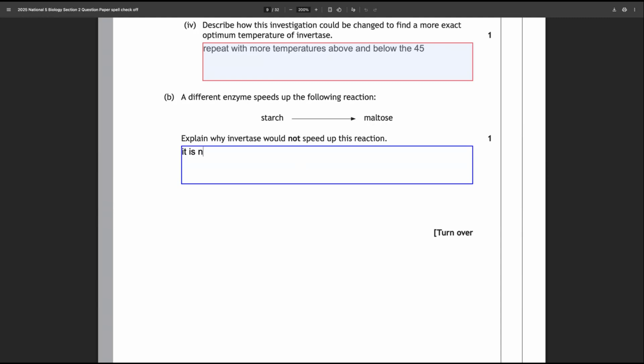Because it is not specific to starch. Or you could say something like, it is only specific to sucrose. So like the inverted version of the answer there. Okay. And just if you wanted to improve that answer, rather than saying it is not specific, you would say the active site is not specific to starch. That would be a better answer. And similarly, where I've written it here again, you could say the active site is only specific to sucrose. So something along those lines would get you the mark for that particular question.